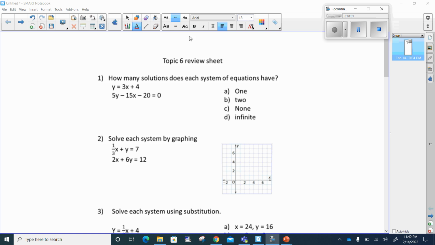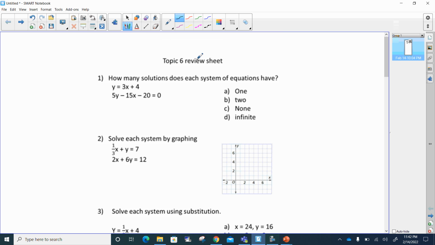Class, let's go ahead and review this test, or I should say quiz. Topic 6 review sheet. How many solutions does each system of equations have? Let's start with the first one.